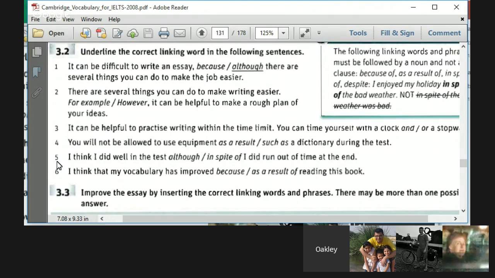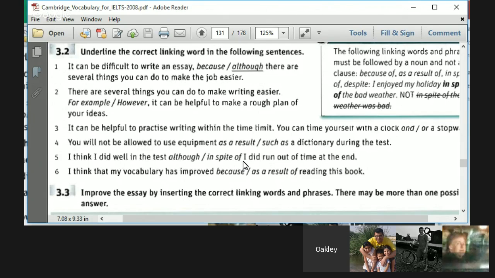I think I did well in the test, although I did run out of time at the end. Yes, okay. In spite of, in this case, can be used in an alternate form, and that is: I think I did well in the test, in spite of the fact that I did run out of time at the end.